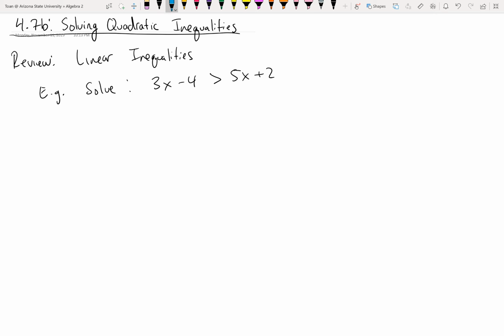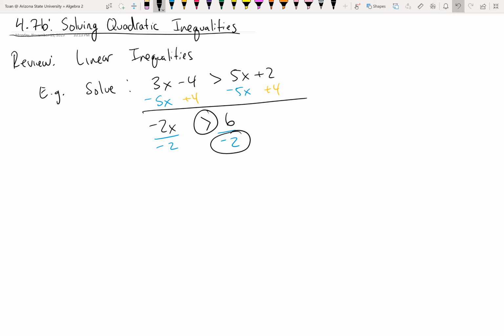The idea is to get all the variables on one side, all the non-variables on the other. So let's subtract 5x, just because I like to put the variables on the left. And we'll add 4 to both sides. That gives us negative 2x is greater than 6. This is perfect. This works out evenly. Then divide by negative 2. Hold up, we're dividing by a negative, so this inequality should flip. So we get x is less than negative 3.